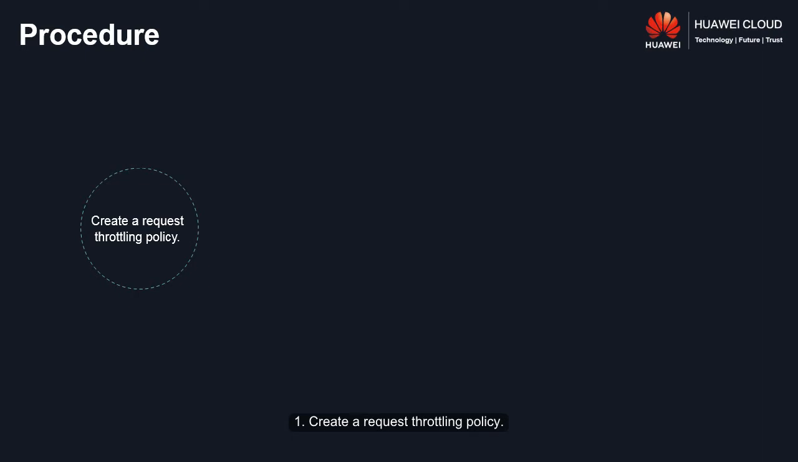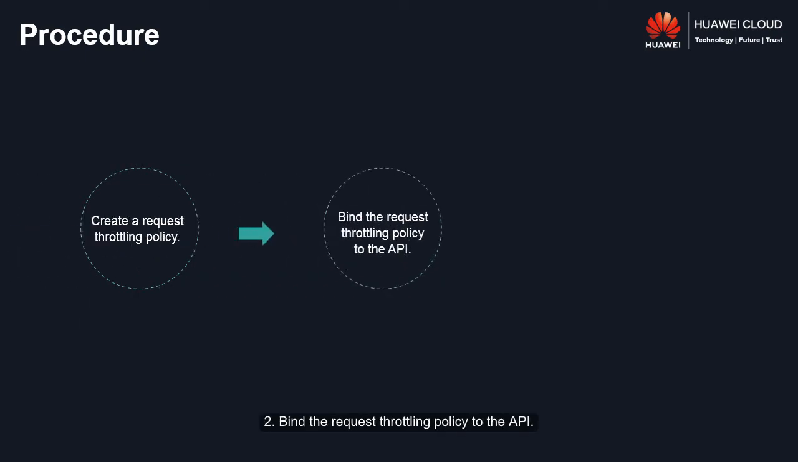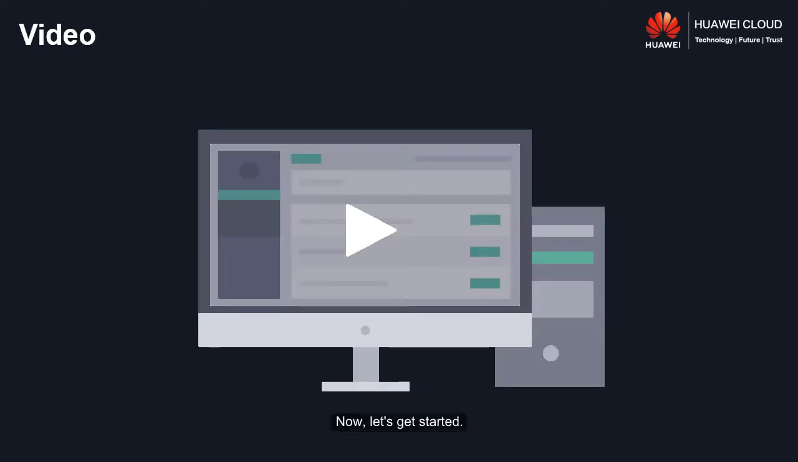1. Create a request throttling policy. 2. Bind the request throttling policy to the API. 3. Set an override app for the request throttling policy. Now, let's get started.